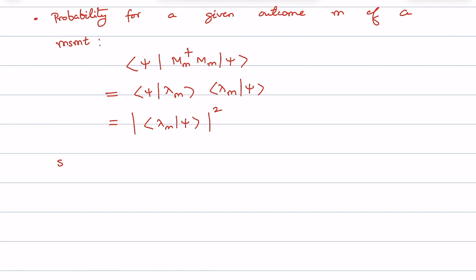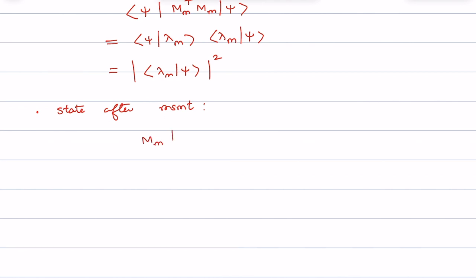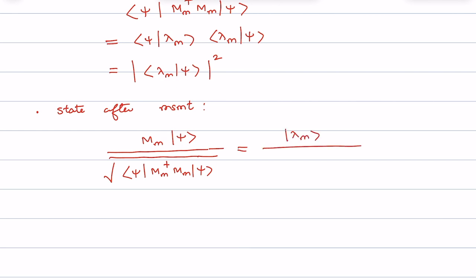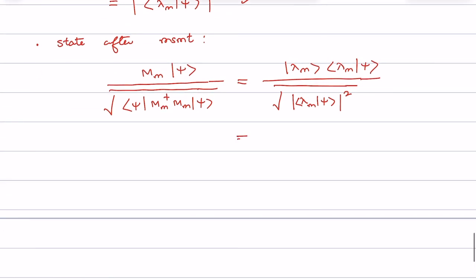So this is one result we have, and the state after measurement, M, is going to be M_m |ψ⟩ divided by the square root of P(m), which is ⟨ψ|M_m† M_m|ψ⟩. If I open it up, you will get λ_m |ψ⟩ divided by the square root of this result we already have. So let us put it: that would be the modulus square of this quantity inside the bracket, |λ_m|². So from here, this is just a number.